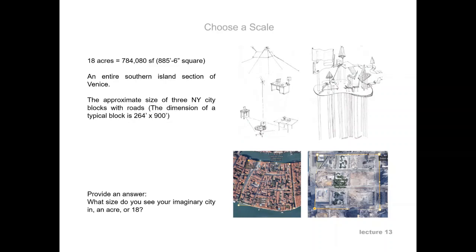Let's then compare a larger area. Depending on your sketch, maybe you can't envision your invisible city in an acre and you need 18. Try to pick something that we could recognize as an island size in Venice or a 3-block size in New York, so that you can use Google Earth to zoom around and discover what scale your city needs to be. So let's develop the 18-acre site in both of those cities so that you can visualize that.